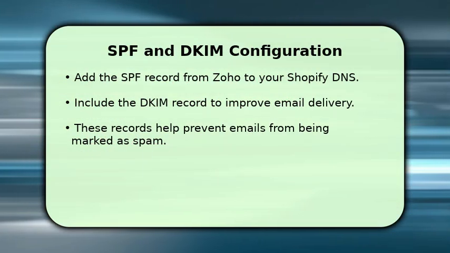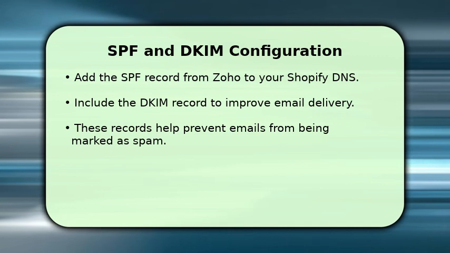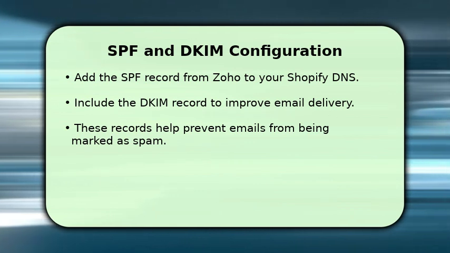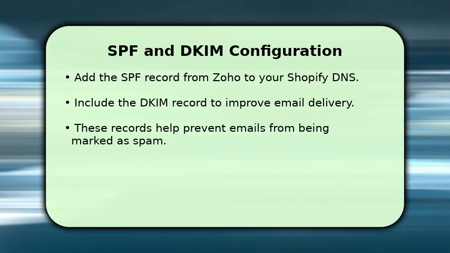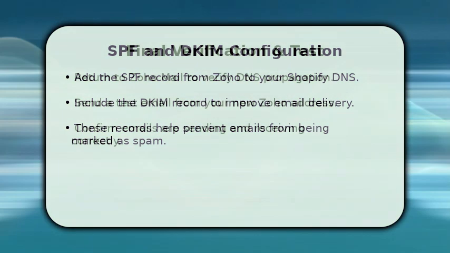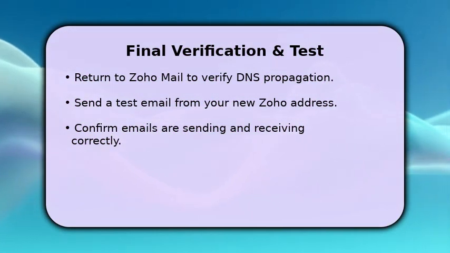Next, we'll add the SPF and DKIM records. These are vital for email authentication and deliverability. Go back to your Shopify DNS settings and add the SPF record provided by Zoho. Then, add the DKIM record. These records help email providers confirm that emails sent from your domain are legitimate, significantly reducing the chance of them landing in spam folders.